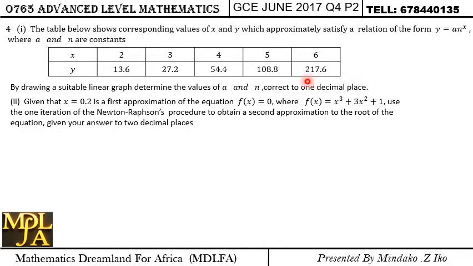So this point here is very important: correct to one decimal place. Because the question asks that you answer correct to one decimal place, if you go and put two decimal places, you lose that answer mark.